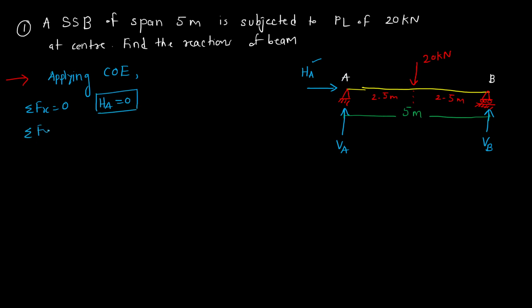Second condition, sigma Fy is equal to 0. So this is positive x direction, positive y direction, and negative y direction. See the forces VA and VB, they are going upward, that means positive y direction. So it will be VA plus VB, and this 20 is going in negative y direction, so minus 20, this is equal to 0. If we solve, we'll get VA plus VB is equal to 20.